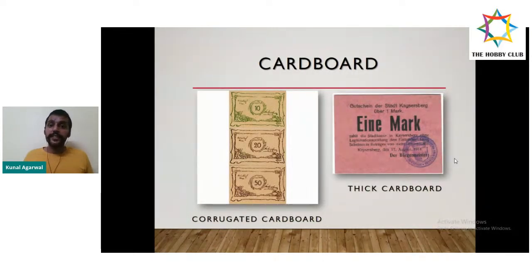Cardboard. So next time your Amazon parcel arrives, just remember that there were notes which were printed on that material. So on the left, you can see a corrugated cardboard paper, thin with all the corrugations and segregations on it. So that was again used to make Notgelds. And on the right, you can see a very thick, strong cardboard which was used to circulate small notes. So the denomination is 1 mark here.